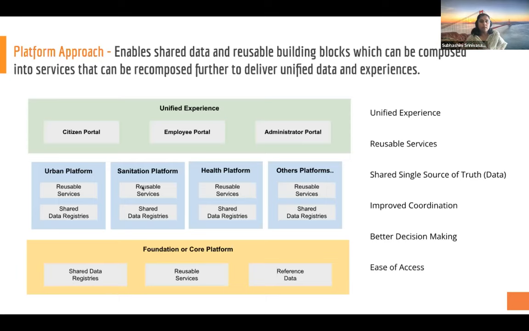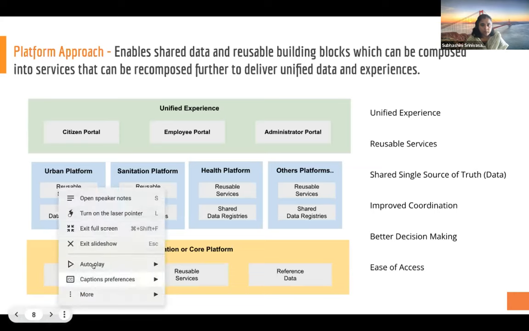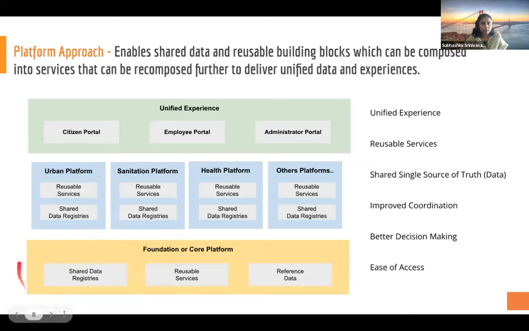So if you look here, the yellow box, let me just enable my laser pointer. I hope everybody can see it. So you've got your yellow box here, which is what we call the foundation or Digit Core platform. The core platform has a bunch of shared data registries. It has a bunch of building block services. It's got a bunch of common reference data. And in eGov, we've got multiple missions which run on the Digit platform.